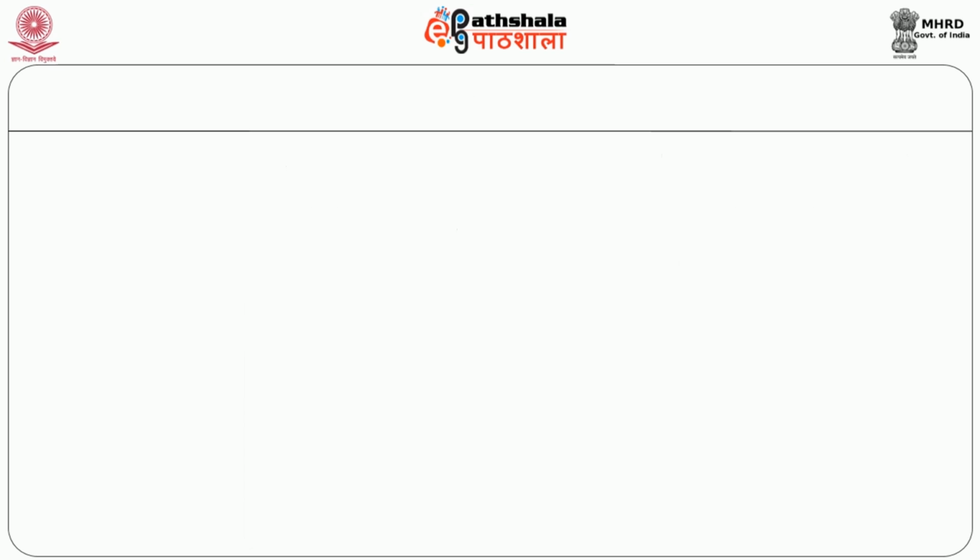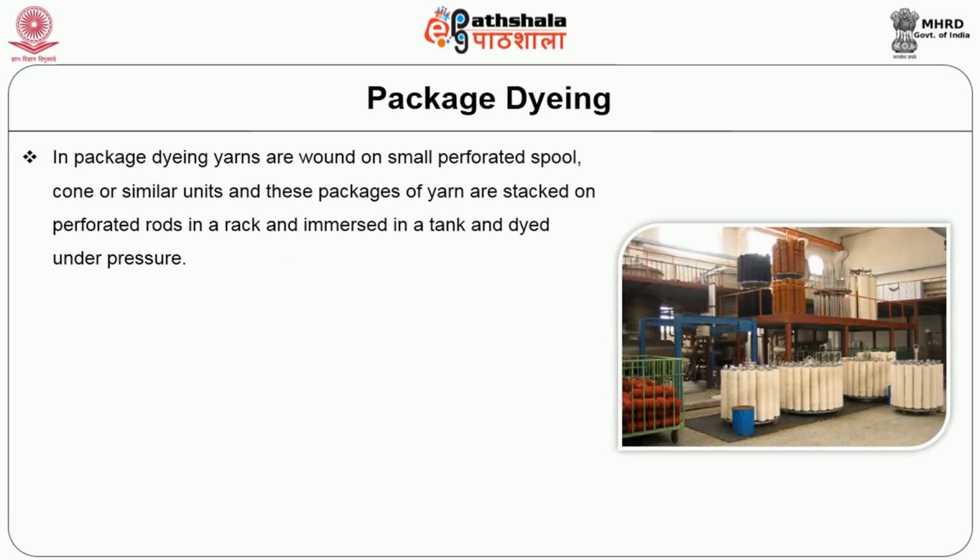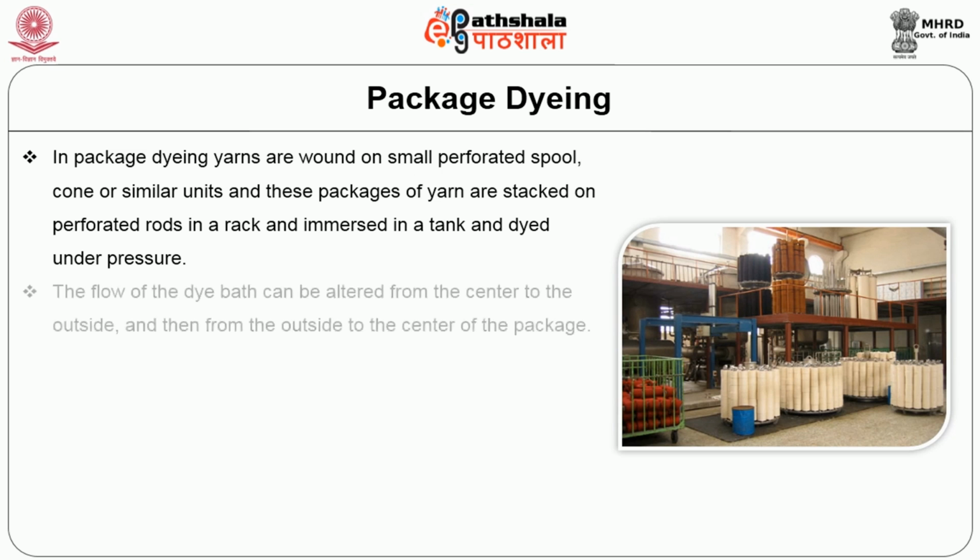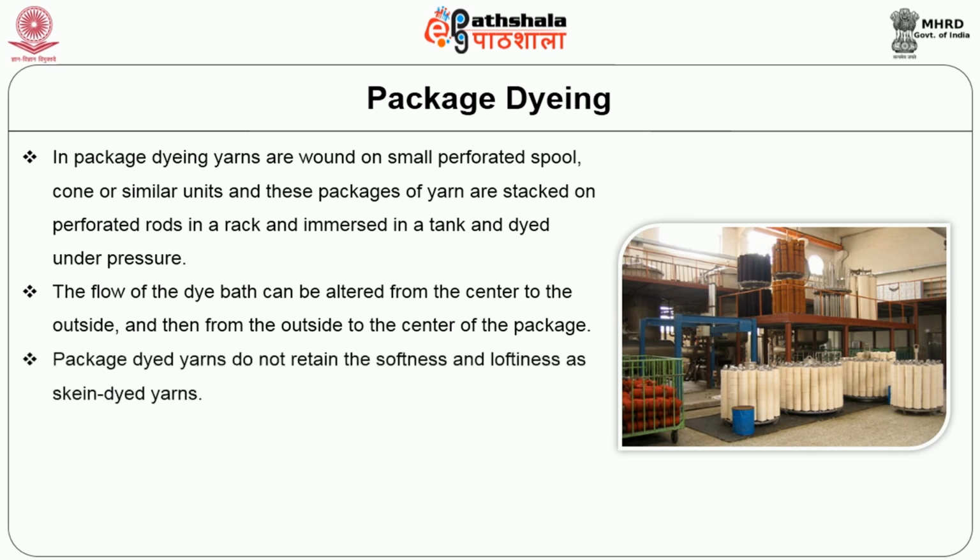Package dyeing: in package dyeing, yarns are wound on small perforated spools, cones or similar units, and these packages of yarn are stacked on perforated rods in a rack, immersed in a tank and dyed under pressure. The flow of the dye bath can be altered from the center to the outside and then from the outside to the center of the package. Package dyed yarns do not retain the softness and loftiness of skein dyed yarns.